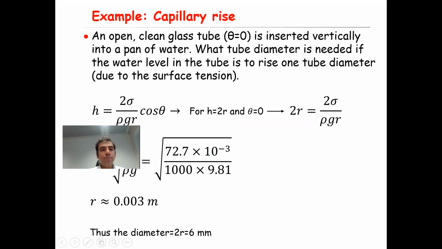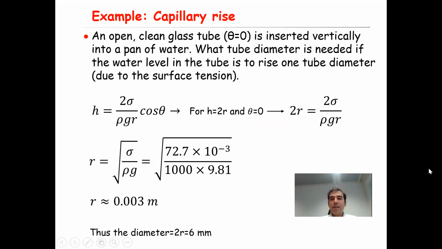There's an example here. I'm going to solve this example, and that will conclude our video on capillary rise. An open clean glass tube, and remember, when you say clean glass tube, that means theta is equal to 0, is inserted vertically into a pan of water. What tube diameter is needed if the water level in the tube is to rise 1 tube diameter due to the surface tension? So all you need to do is simply write this capillary rise equation. Here the question says the water level in the tube is to rise 1 tube diameter. That means h should be equal to 2r.